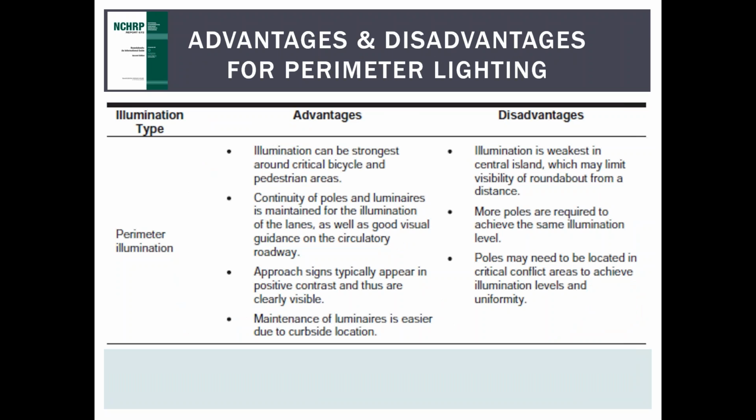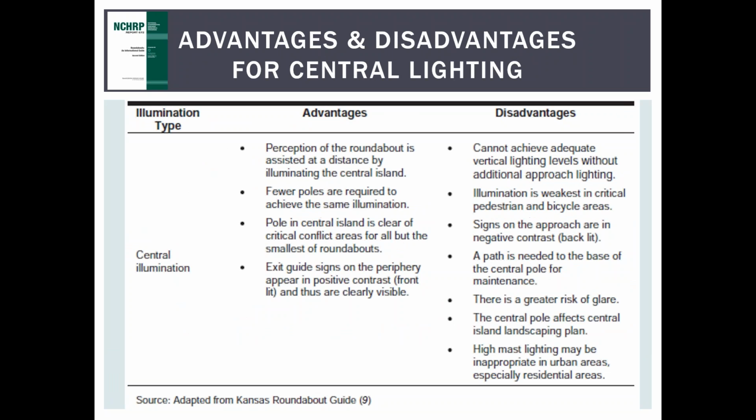This slide summarizes some of the key advantages and disadvantages for the perimeter illumination design. I'm not going to go through them. I already discussed a number of them. The primary advantage of perimeter lighting is that the pedestrian areas around the roundabout will be well lit. The primary disadvantage is the need for more poles and potentially higher costs. This slide summarizes some of the key advantages and disadvantages for central illumination design. If central lighting is used, additional approach lighting is typically needed for vertical lighting of the pedestrian crossing areas.